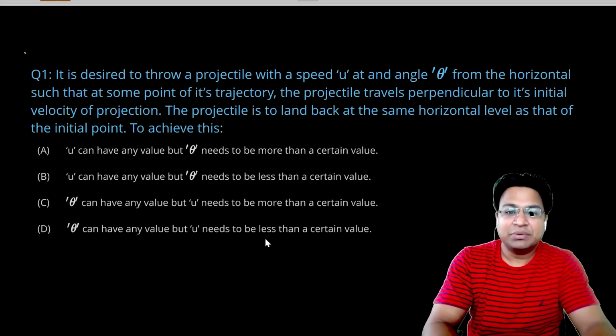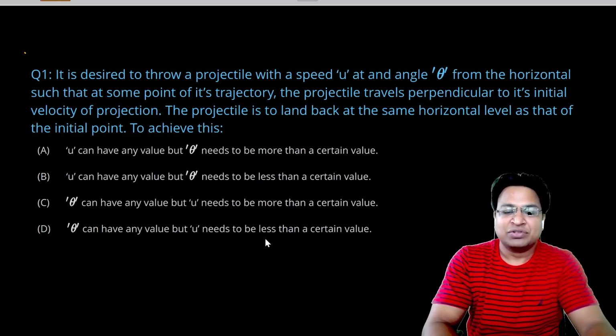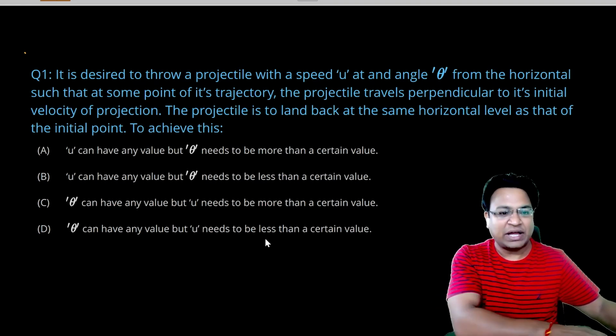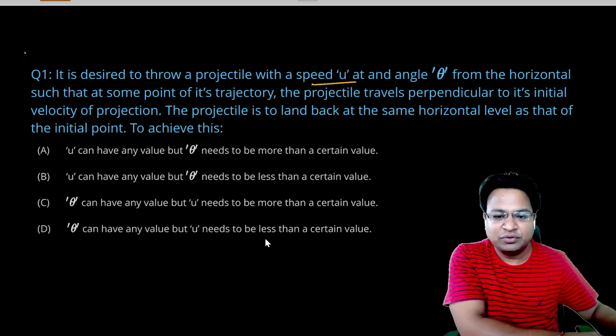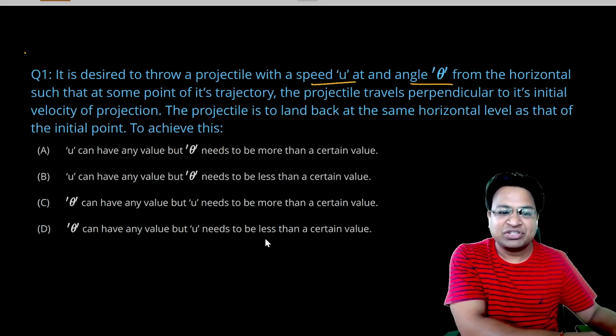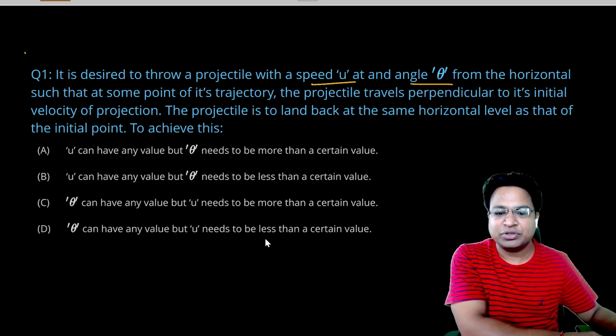Hello, dear students. My name is Vikas Agarwal, and I'm discussing the third scholarship test of Eklavya. So let's begin. So the first question says that we want to throw a projectile with a speed of u at an angle theta from the horizontal, such that at some point of the trajectory, the projectile travels perpendicular to its initial velocity of projection.